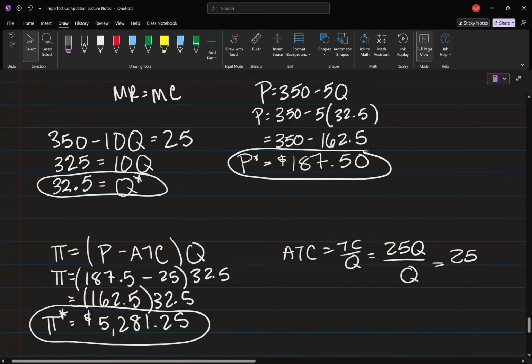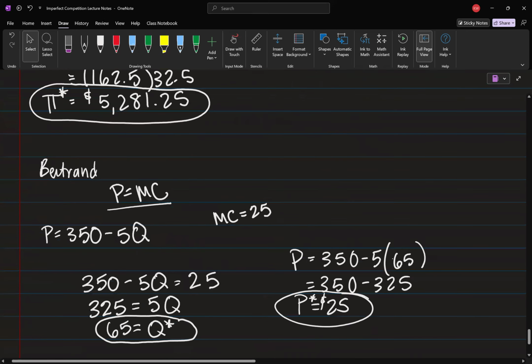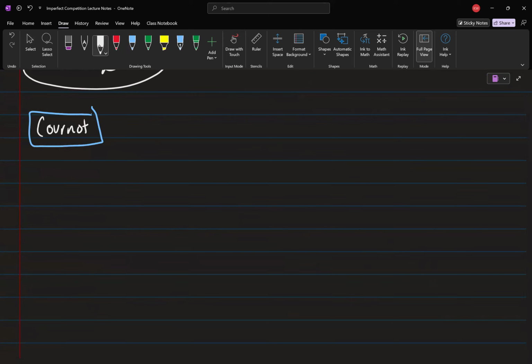So for Cournot, let's actually real quick make it so you can see the differences a little better. Okay. All right, for Cournot, we're really going to take advantage of the fact that our firms are competing on the margin of output. And so we want to rewrite our given demand equation to reflect that.